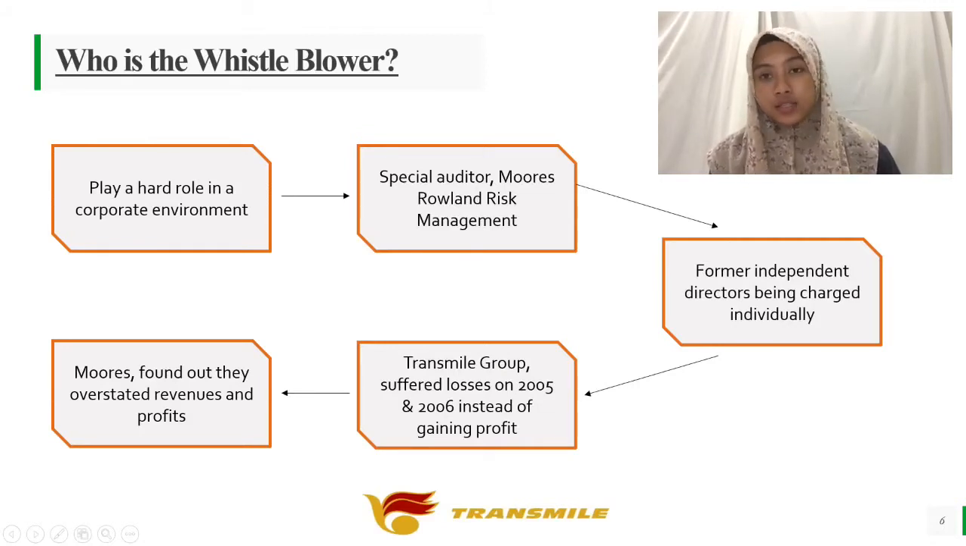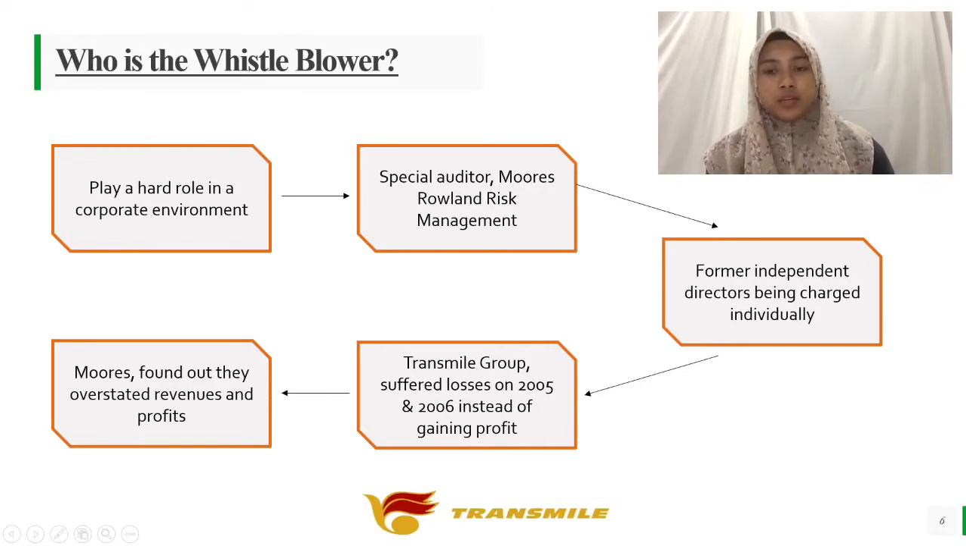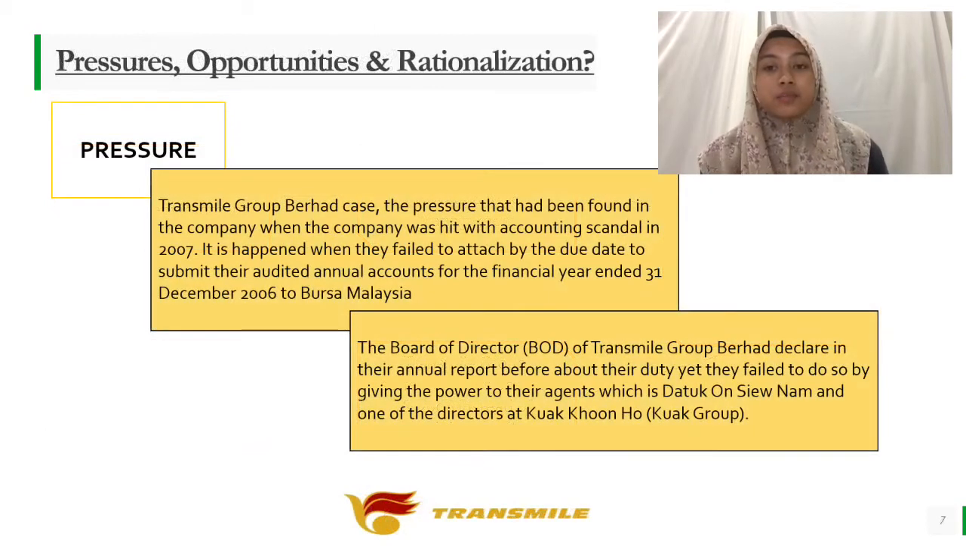As I said just now about how the fraud was perpetrated and concealed, Moore Stephens found that Transmile Group suffered losses in 2005 and 2006 instead of gaining a profit. This is because of the lack of supporting documents, and also because of this, their former independent directors, Chin Kim Fyong and Shukri Sheikh Abdul Tawab, were charged individually with purposely misleading statements to Bursa Malaysia.